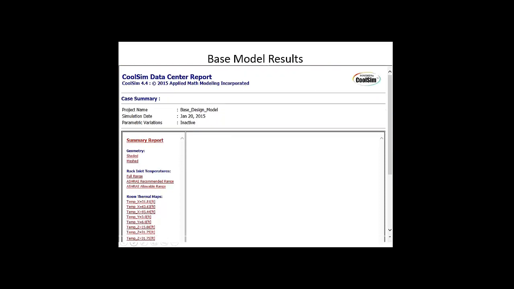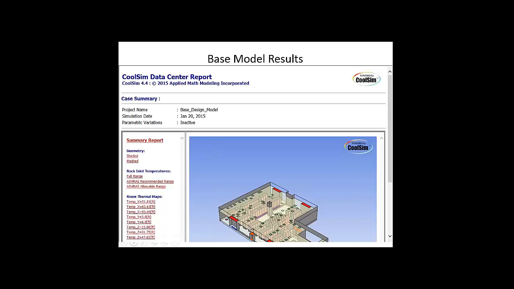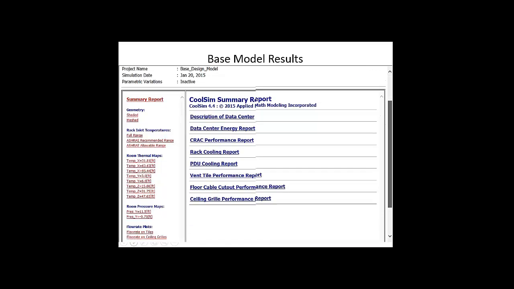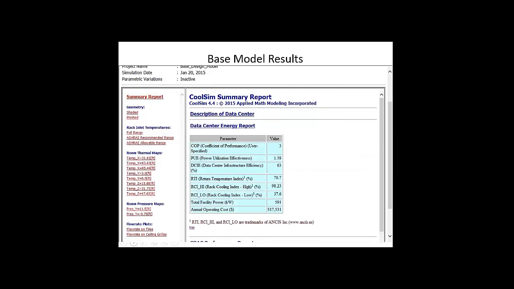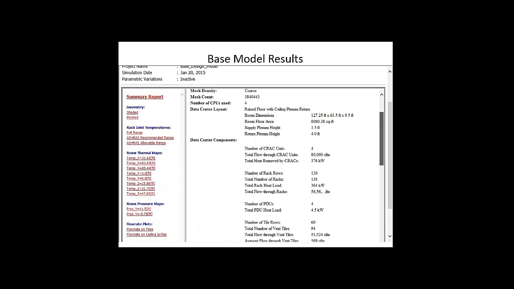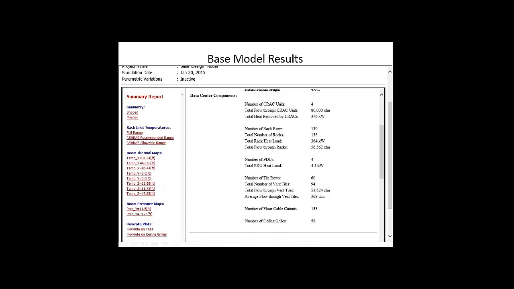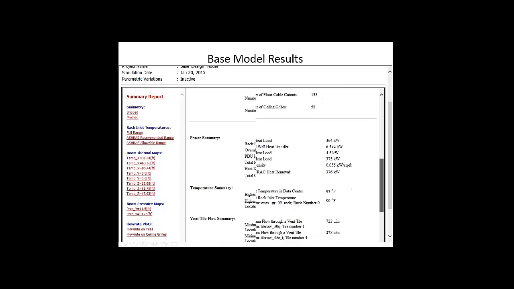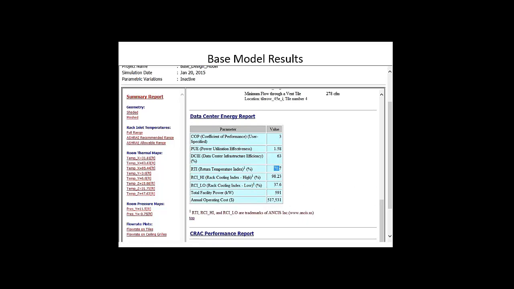Here's again the base model. And in this base model, we can first take a look at the summary report. So let's take a look at our energy report, and you can see RTI of 70. I mean, right away we've got problems, and that's because it's an N+1 data center, but all 4 of those units are running full tilt. They're running full blast. So if we look at our data center description here, we'll see that the racks want 56,000, we're delivering 80. So there's the problem right there, 80 on 56. And things sort of cascade from there.